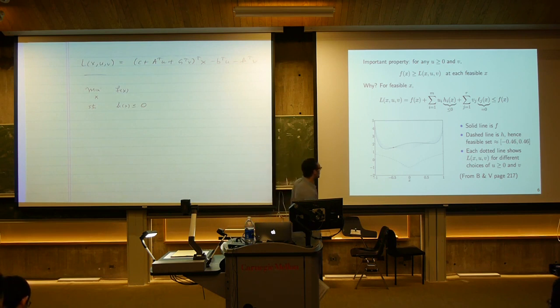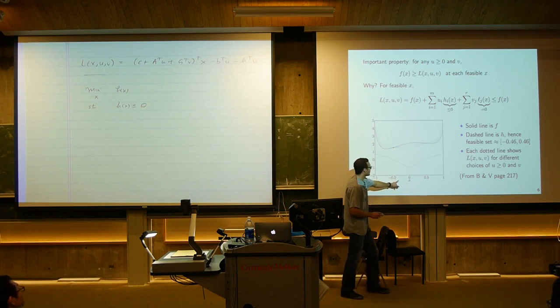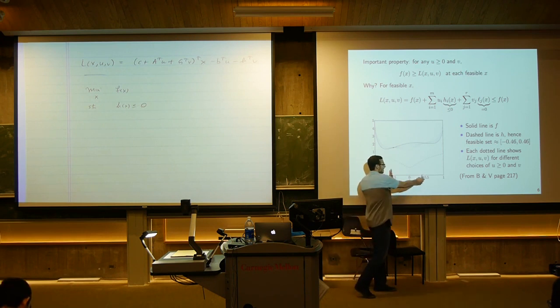So we just have this very simple problem. And for when h is less than or equal to 0, we restrict ourselves to about minus 0.5 to 0.5. So this is the feasible set. Say it's this interval right here.